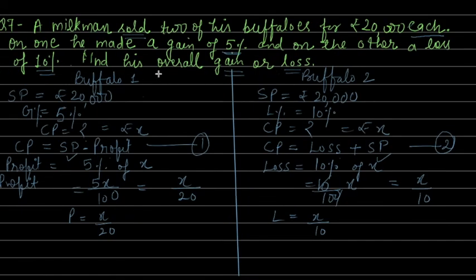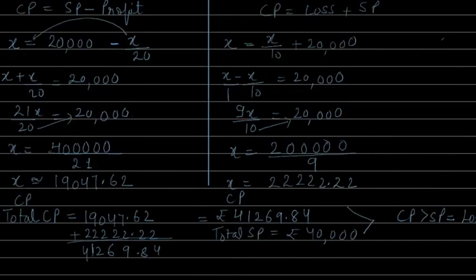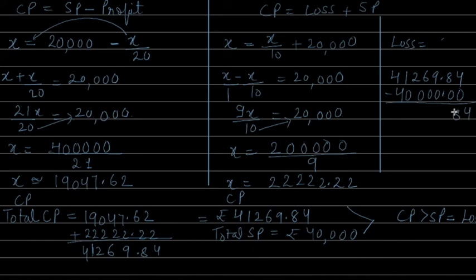So in this question, what was the question? The question was to find his overall gain or loss. So now we are clear that it's a loss, but a loss of how much? That we will calculate. So it's a loss, and we calculated 41269.84 minus 40,000. So 1269.84, so it's a loss of rupees 1269.84. I hope this question is clear.